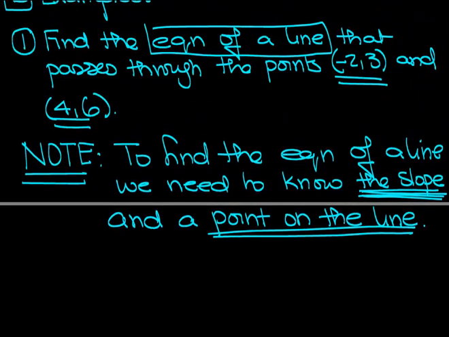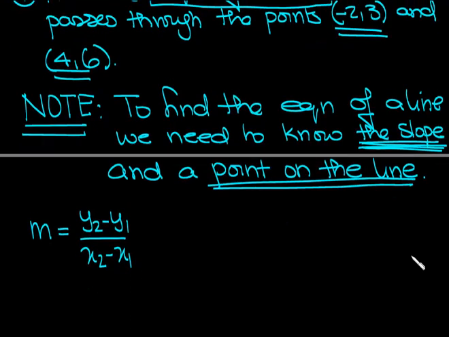So let's go back to this example. They've given us 2 points, so let's find the slope first. Slope is given by rise over run, or the difference of the y values divided by the difference of the x values. Let's label these points. It's always a good idea to label them. I'll call this x1, y1, and this x2, y2. So my slope is y2, which is 6, minus y1, which is 3, divided by x2, which is 4, minus x1.